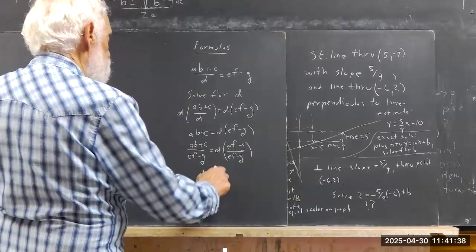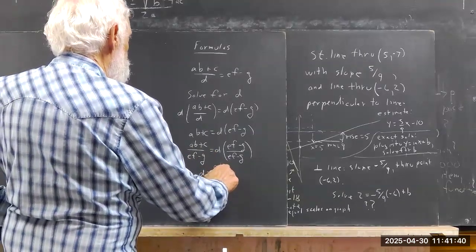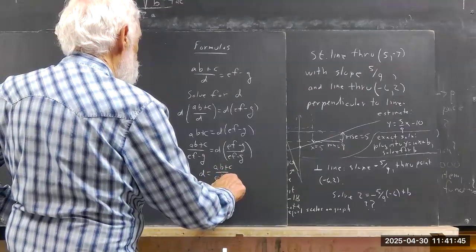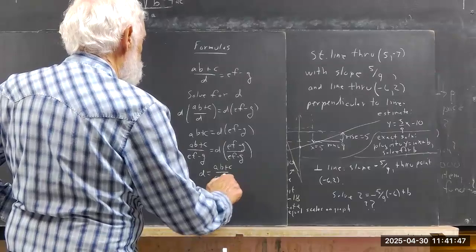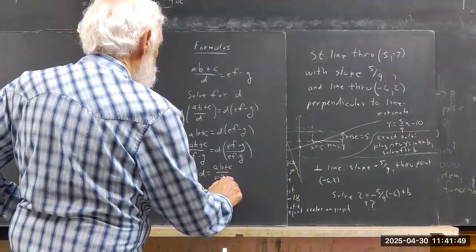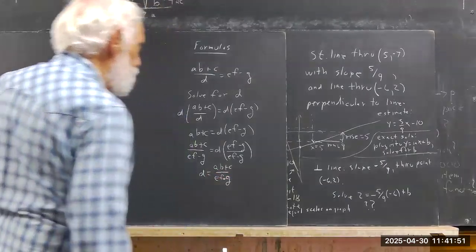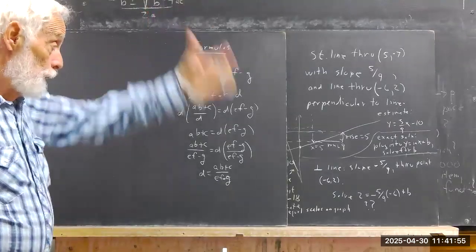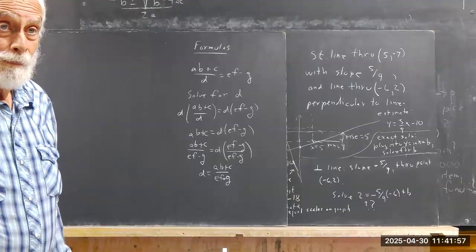And I'll reverse the sides. D equals AB plus C over EF minus G. And you see that the only challenge here really is you got to remember to multiply both sides by D.